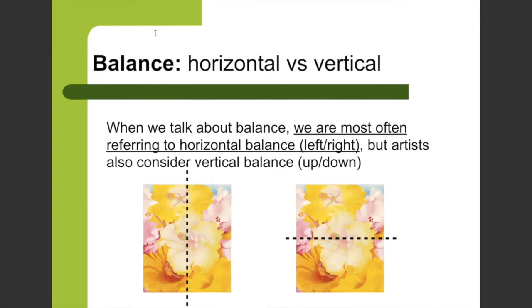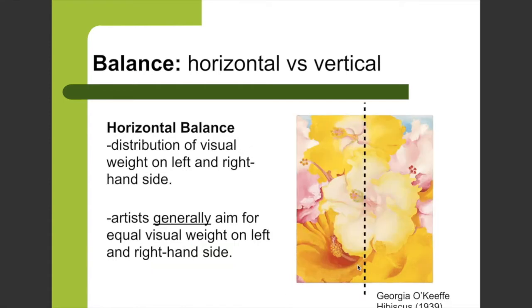There are two types of balance that we're going to talk about. The first is horizontal balance. Horizontal balance actually has a vertical axis, and it's talking about the balance from the left and right hand sides. Then there's vertical balance. In vertical balance, you have a horizontal axis, and it's talking about balance from the top to bottom. When something's horizontally balanced, that means there's equal visual weight on the left and right hand sides. In most cases, most artists aim for equal visual weight on the left and right hand sides.